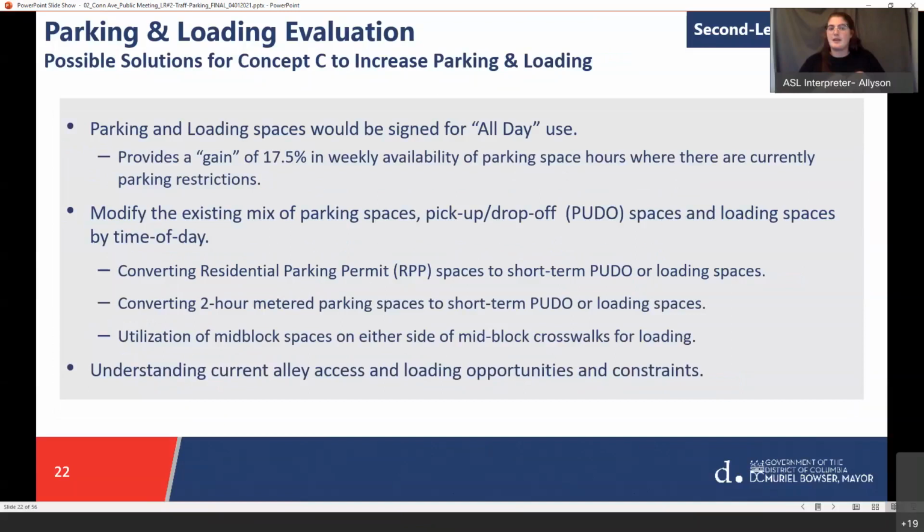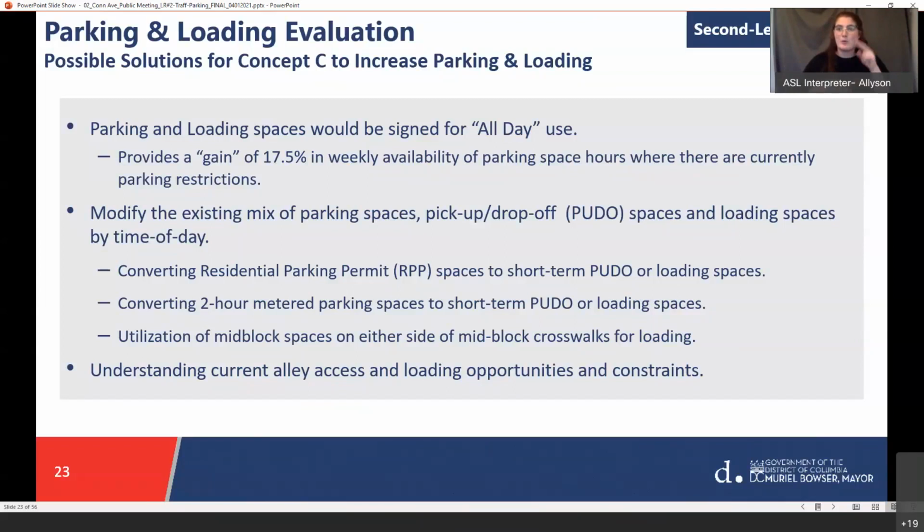So understanding that concept C has a greater impact on the corridor as compared to concept B, we developed some potential solutions to increase parking and loading along the corridor under this concept. The one item would be that the parking and loading spaces would be signed for all day use. This provides a 17.5% net gain in terms of availability of parking space hours when you look at the current parking restrictions. We would look to potentially modify or convert some existing spaces that are currently parking, converting those to perhaps pick up and drop off or loading. We know that's a need for the corridor, so we would look at that.